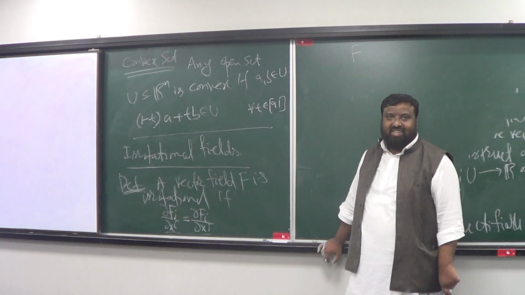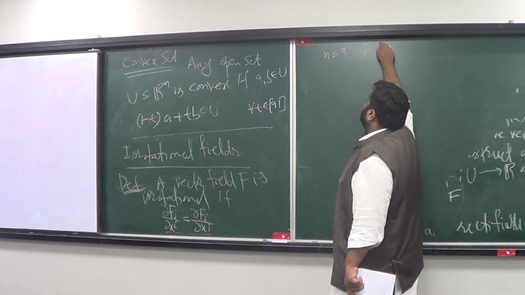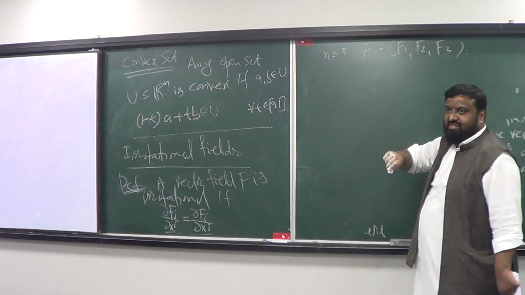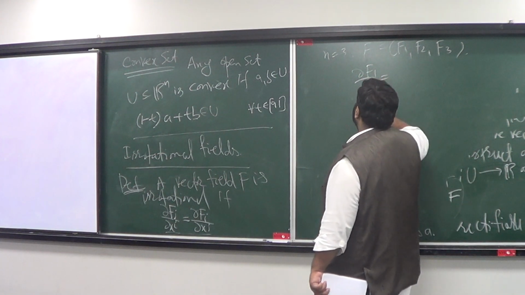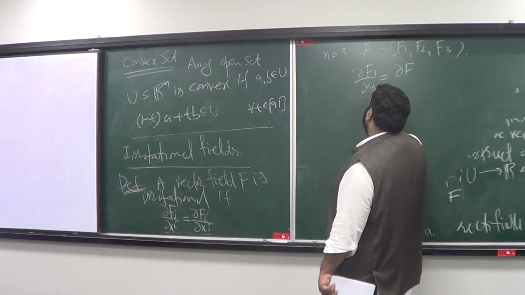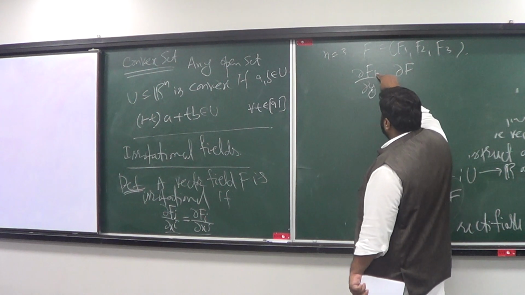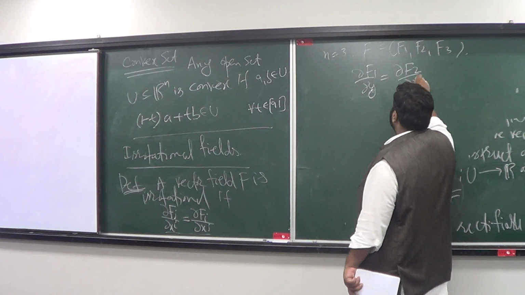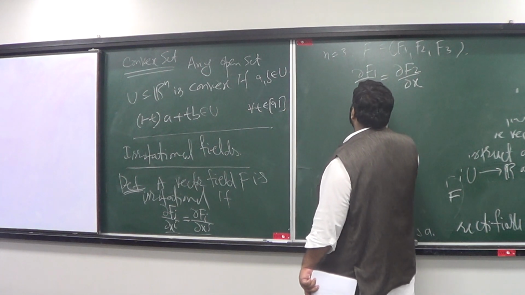Okay, so let's think about it. Let's take n equal to 3. Let's take F that is F1, F2 and F3, and again x is (x, y, z). So we need to do what? F1 with respect to y should be the same as F2 with respect to x, so that's one equality.